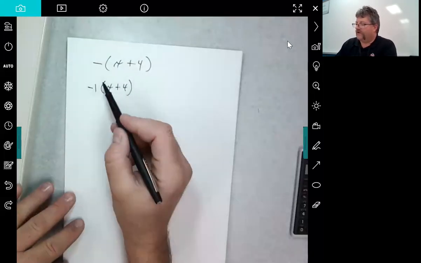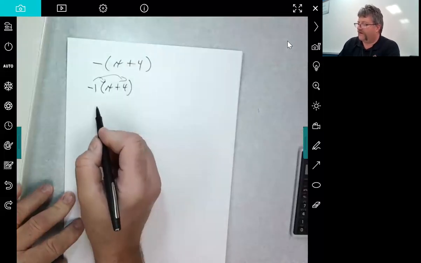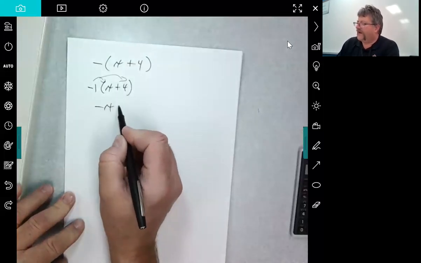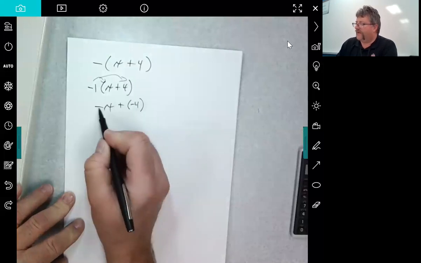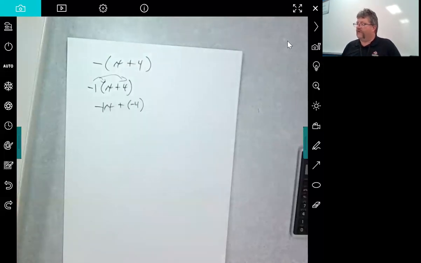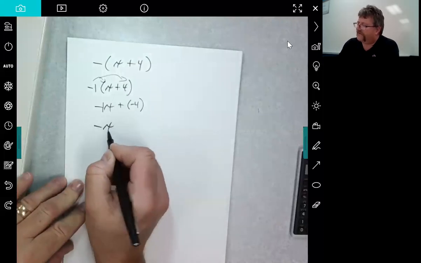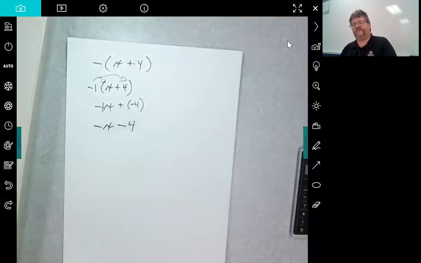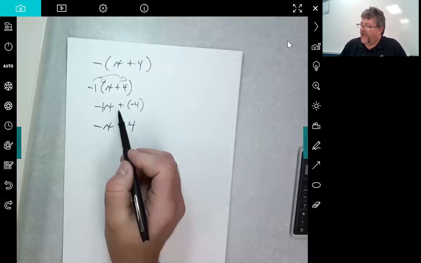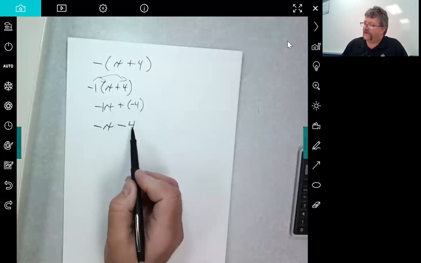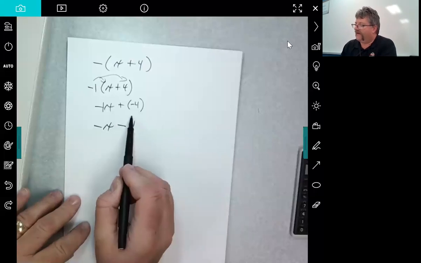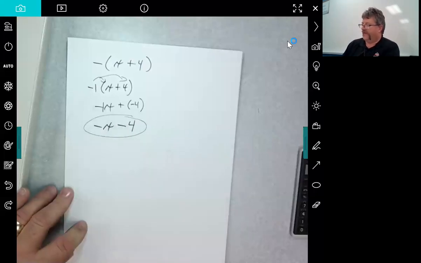You distribute your negative across. So that's going to be negative x, and I'll just write it like this, plus -4. I'll even put the 1 in there. -1x plus -4. Now that's a little clunky if you ask me. I would just say -x minus 4. See that? It's the same thing. Adding a negative is the same as subtracting a positive, and to me, this is the cleanest, simplest way to show that.